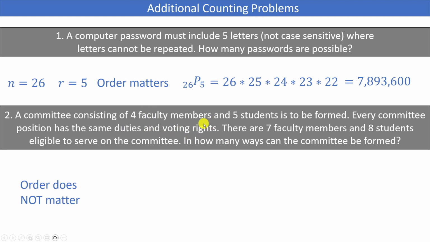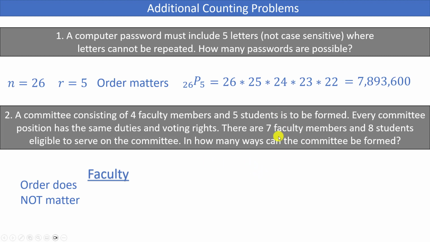If each committee person had a different duty and special roles, then we would be using a permutation. But in this case, we say the order does not matter. They're all kind of the same position. So we need to separately think about the faculty members and the students.